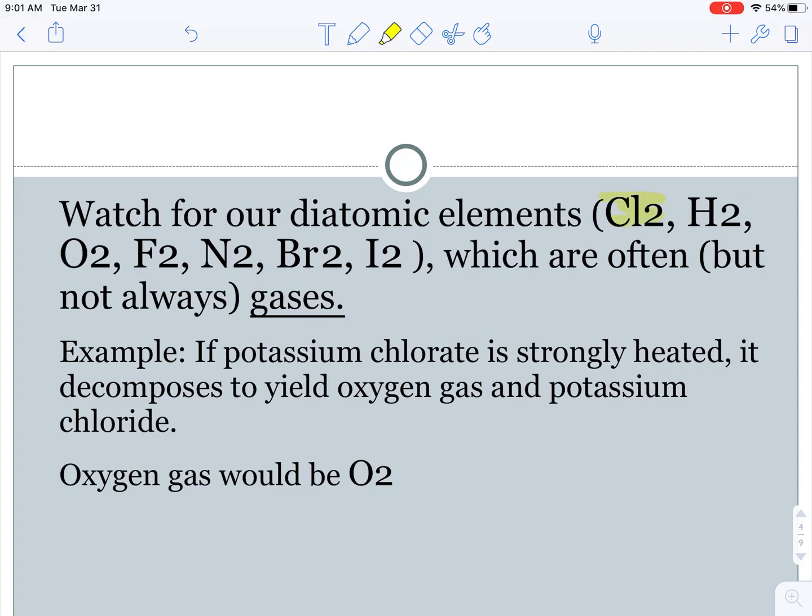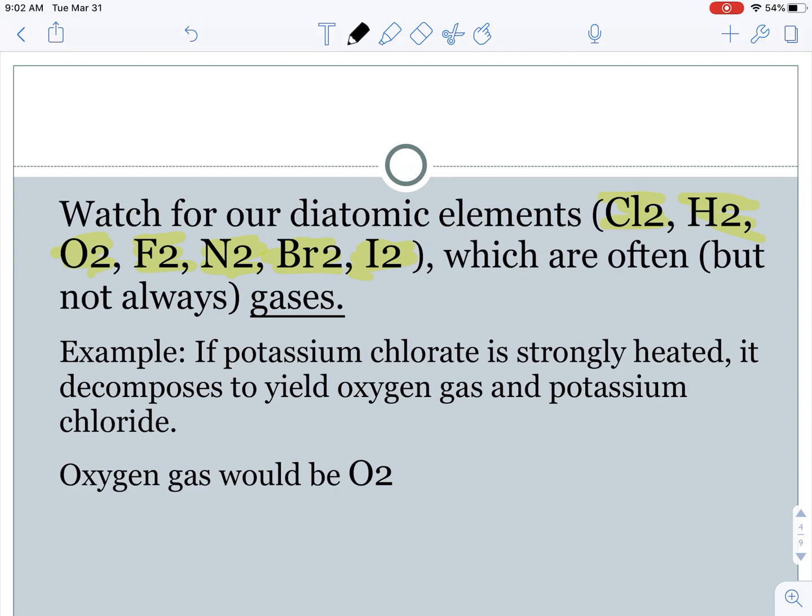All right. One thing to keep in mind, keep an eye out for the diatomics: chlorine, hydrogen, oxygen, fluorine, nitrogen, bromine, and iodine, right? They aren't by themselves in nature, so anytime you have oxygen or you have hydrogen or you have chlorine, it's not just one Cl, it's not just one H, it's not just one O, there's two of them. And a lot of times they're going to be found as gases. Now I'm going to talk about that in a couple minutes, but for right now, let's ignore that. Let's look at an example.